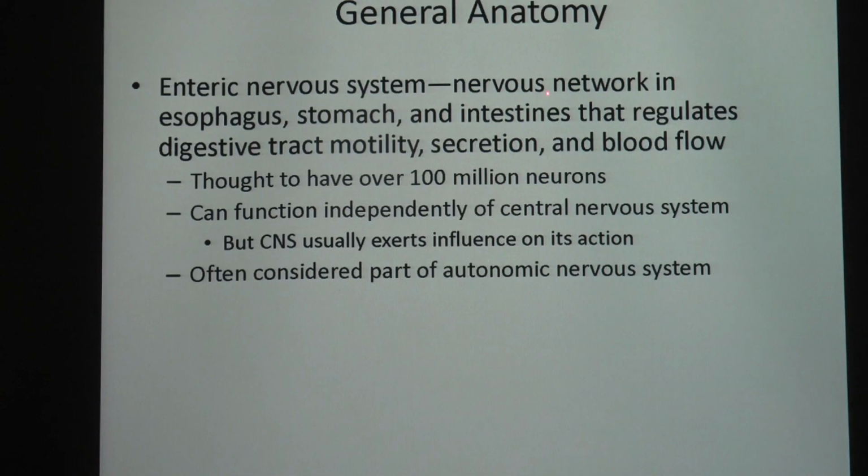Okay, so there's the enteric nervous system, and again, found in the esophagus, the stomach, the intestines, regulating digestive motility, secretions, and blood flow. There are more than 100 million neurons. It is one of the most complex portions of the digestive system. It does function independently. However, it does heavily influence the central nervous system.